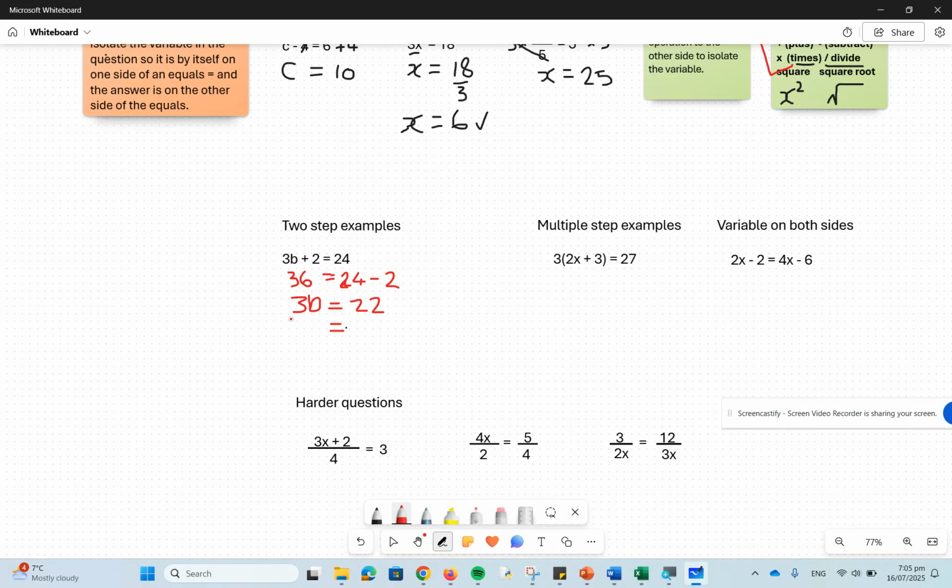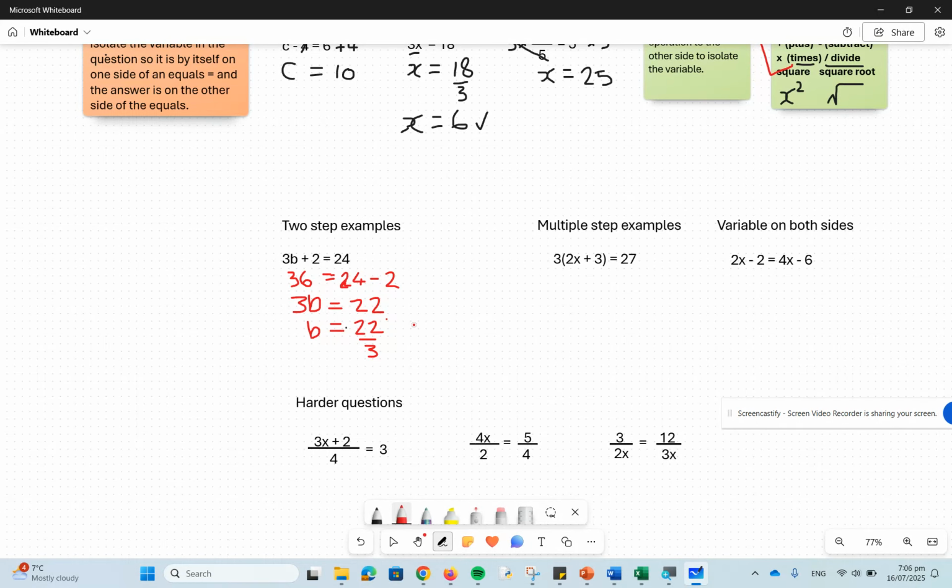Now what's the opposite of times? It's divide. So I need to divide 22 on this side, divided by 3. And that means b is equal to 22 divided by 3. That's not going to make a whole number, so I'm going to leave the answer like that, okay?